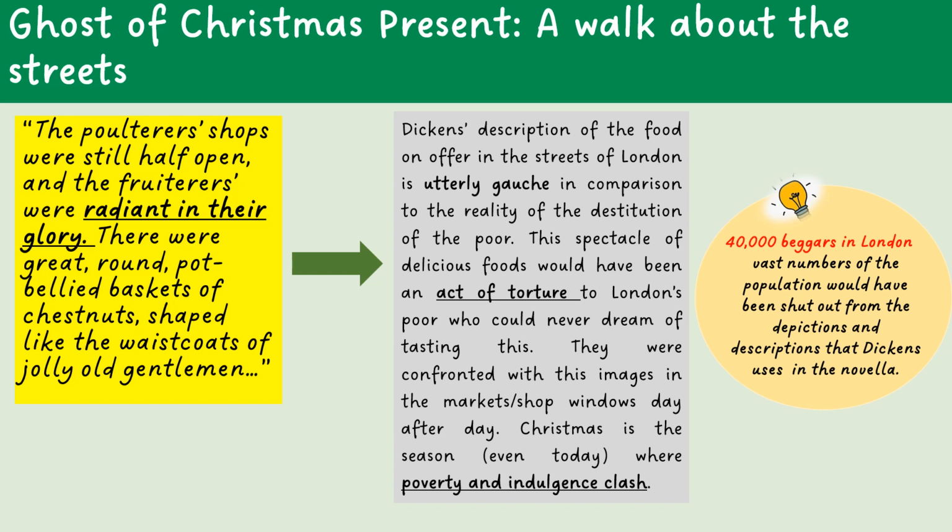You also have to realise that during this time of writing, there were 40,000 beggars in London on the streets, okay? And this vast number of the population would have been shut out from the depictions and descriptions that Dickens uses in the novella about food.